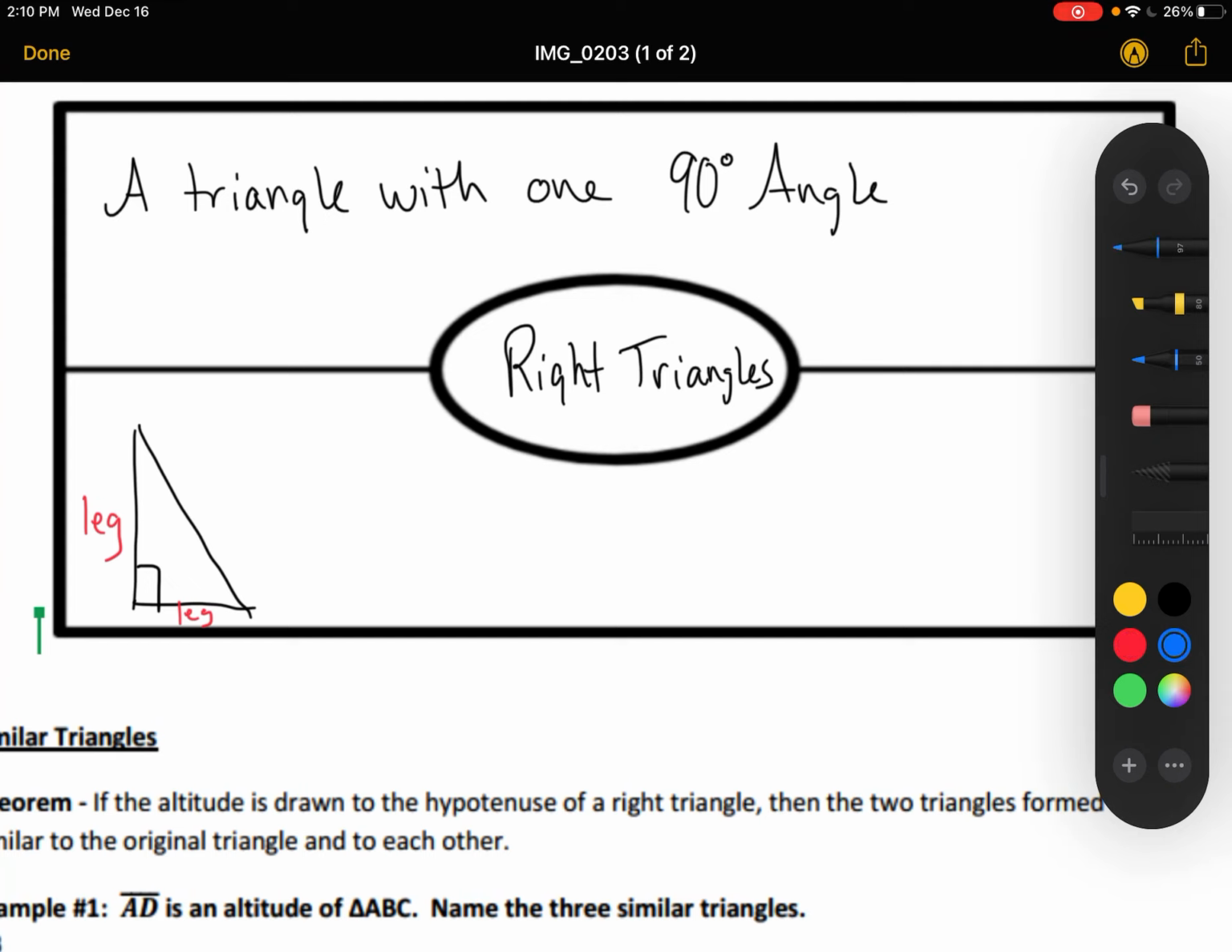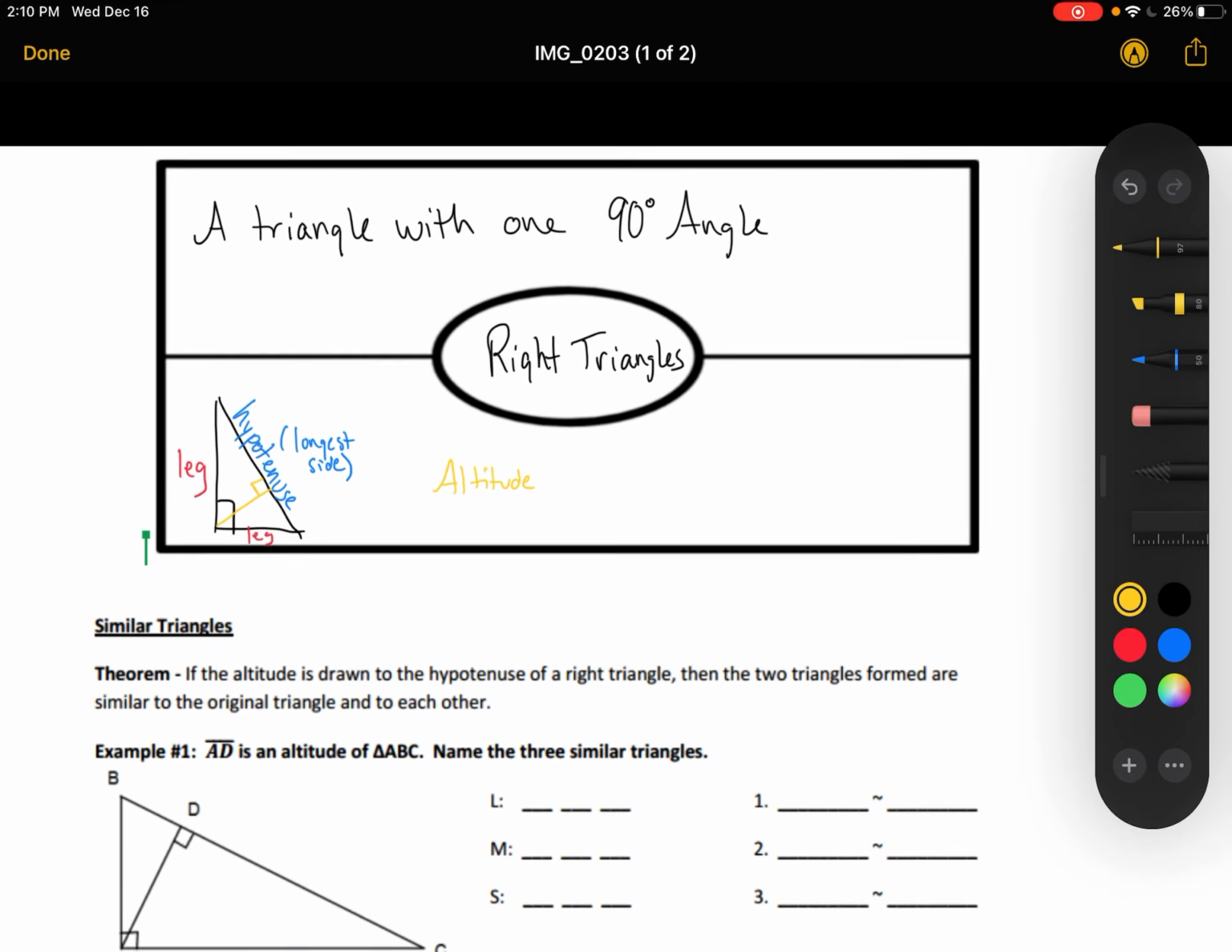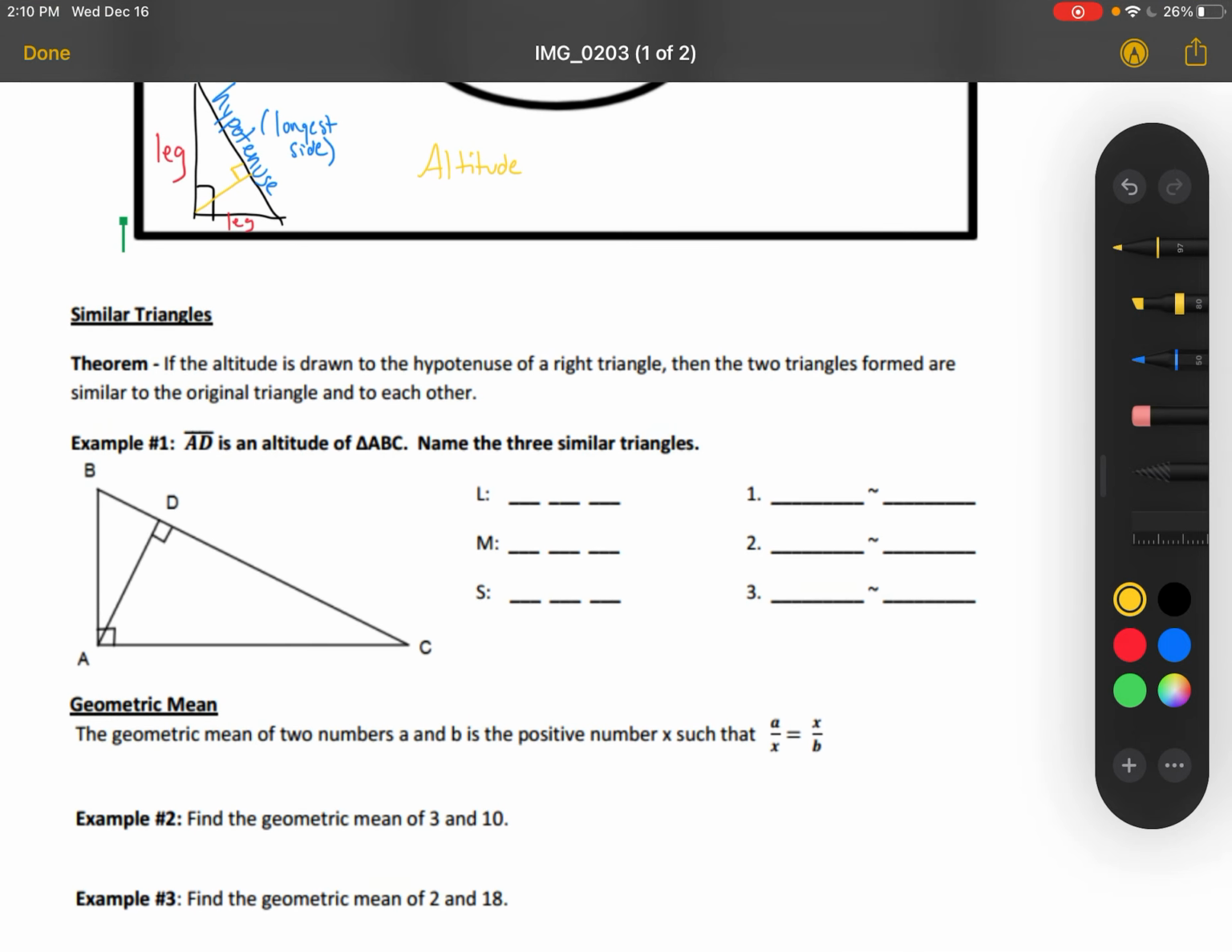And then the third piece, another vocab word for us, is the hypotenuse. And that's just a fancy way of saying the longest side. And a final thing, and I'll draw this in yellow, a reminder of a unit that we've already done. If you have a segment that intersects at a right angle, we call that an altitude. So drawn in yellow there is an altitude. So some vocab words to refresh, kind of set the stage for some of the things that we're going to be doing today.